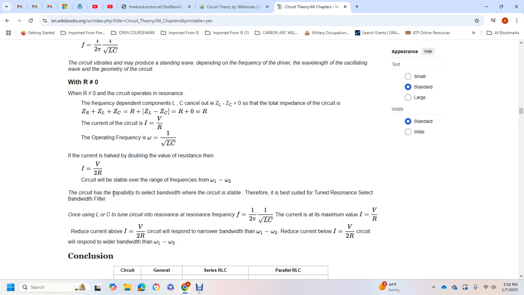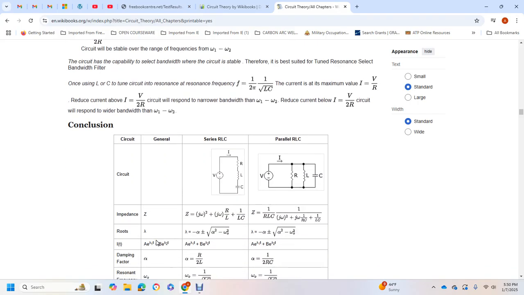Once the inductor or capacitor is tuned, the circuit resonates at the resonant frequency, 1 over 2 times pi times the square root of the inductance times the capacitance, and the current reaches a maximum value, equal to the voltage over the resistance. It reduces the current away from resonance. The circuit responds with a narrow bandwidth. The larger the resistance, the wider the bandwidth the circuit will respond with.